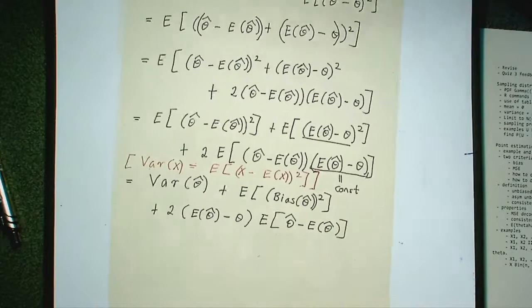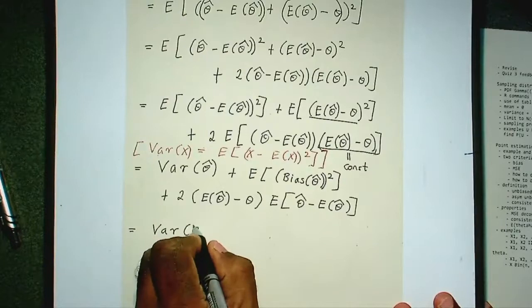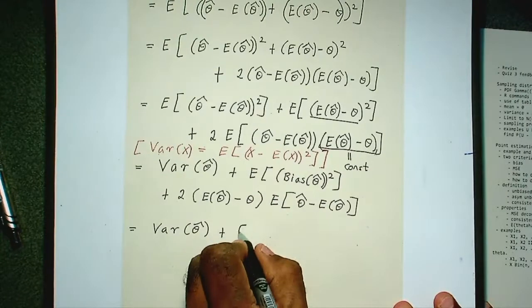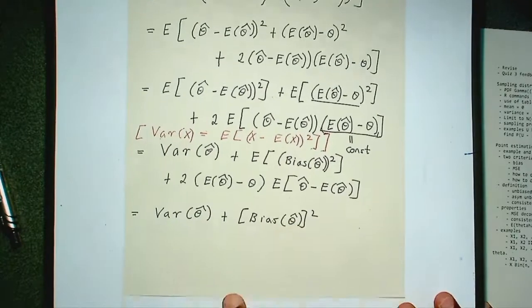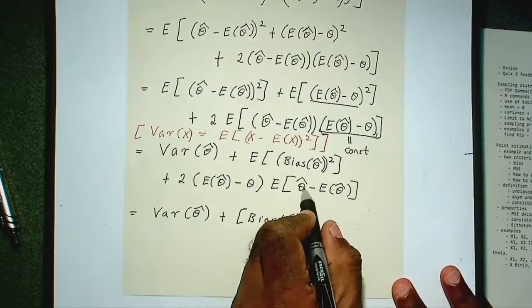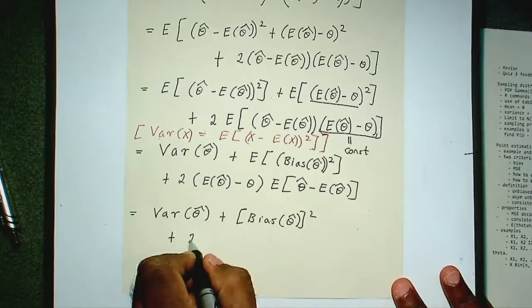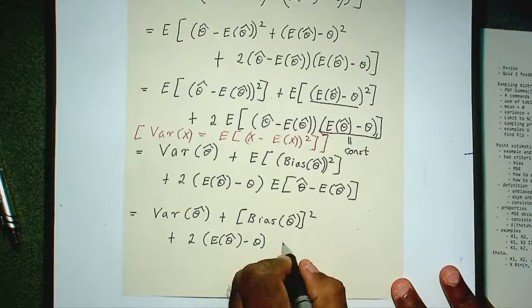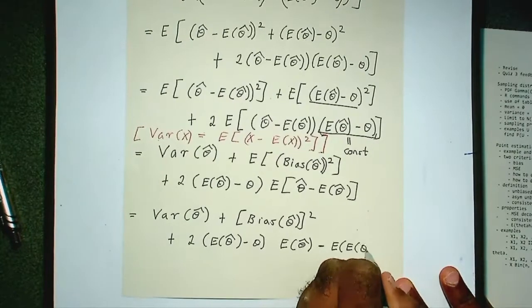Okay? All right. Are you with me? So this becomes the variance of theta hat. Now the bias of theta hat is a constant, so the expectation of a constant is itself. Now here I'm going to take the expectation inside the square brackets, so you get 2 times the expectation of theta hat minus the expectation of theta hat.